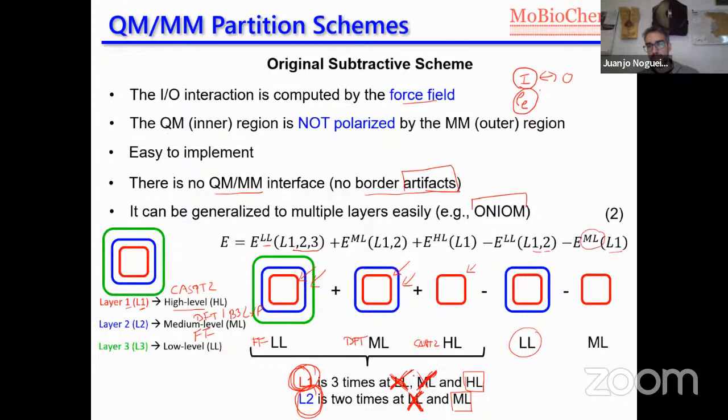And in this way, L1 is described with a high level of theory, L2 is described with a medium level of theory, and layer 3, which is the green one, is described by the force field. So this is the onion approach for three layers. If you want to have fun, you can write down by yourself how the onion approach should be for 4 layers or for 5 layers. Of course the equation is much longer, but the reasoning is more or less the same. So this is the onion approach for more than 2 layers.